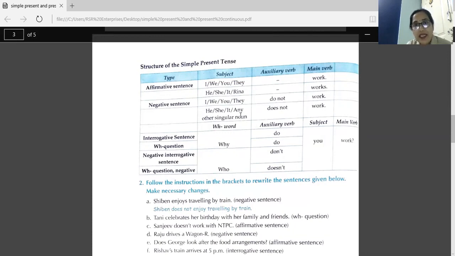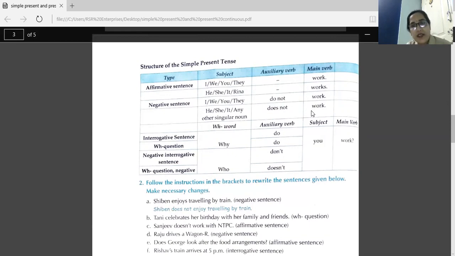Now with a singular subject, you have to use does not. And whenever you are using do or does, you don't have to write s or es with the main verb. So we have does not work: he does not work, she does not work. You will not say he does not works. That is wrong. Correct is he does not work. I do not work.